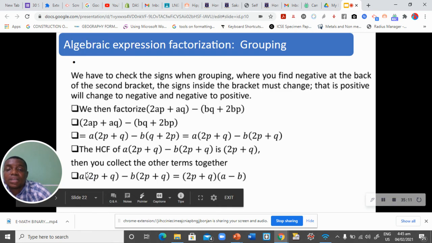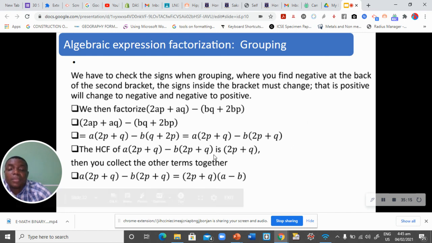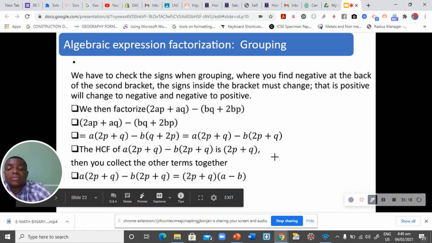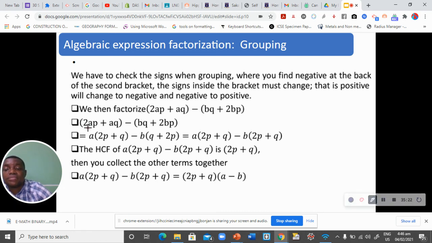So let's see how we will solve such an expression. After we have grouped them, we now take the common terms out. So we have 2ap plus aq. You see that a is here, a is here. So a is the common term. If you take a out of 2ap, what do you get? 2p. From aq, if you take a out, you get q. Then write it. Then here too, b is here, b is here. So b is the common term. So bq, if you take b out, remaining q. Then here 2bp, if you take b out, you get 2p.